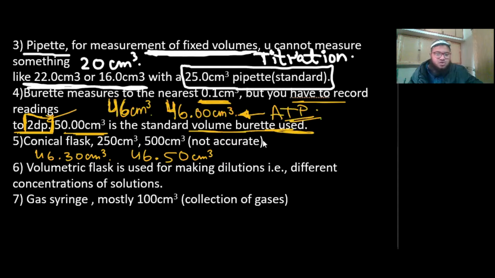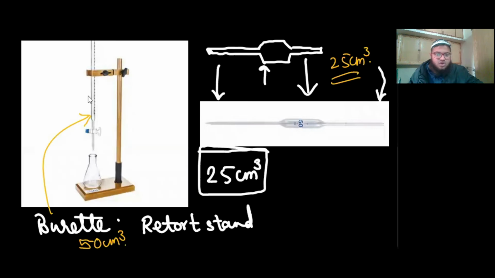Now let's move on. I've shown you a burette. This is how a burette looks like. It's a very long instrument, and you have to hang it with a retort stand right over here, and then you have to put a conical flask beneath it. This is how a conical flask looks like. It's conical in shape, that's why it's called a conical flask. It's a cone-like flask, and its edges are round. Roughly, this is how it looks like.